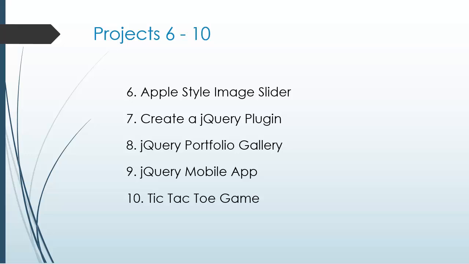Categorization, we'll have a lightbox effect, we'll have an overlay effect. Project 9, we're going to build a jQuery mobile app, and this will be able to track runs. Okay, so it's called Mile Tracker, and you'll be able to add the amount of miles you ran and the date. And then in 10, we're going to do a simple tic-tac-toe game.